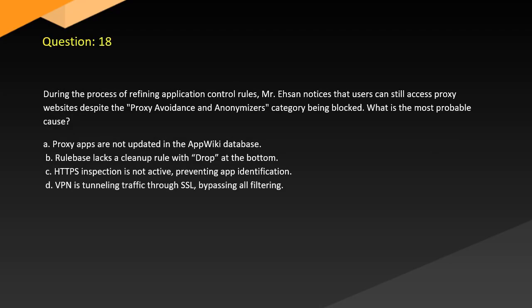Question 18. During the process of refining application control rules, Mr. Asen notices that users can still access proxy websites despite the proxy avoidance and anonymizers category being blocked. What is the most probable cause?